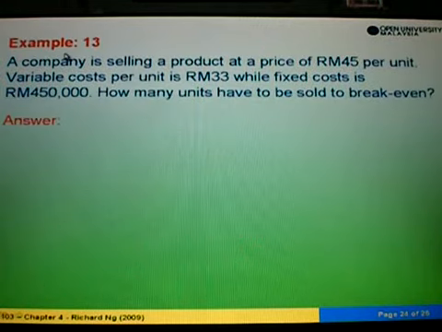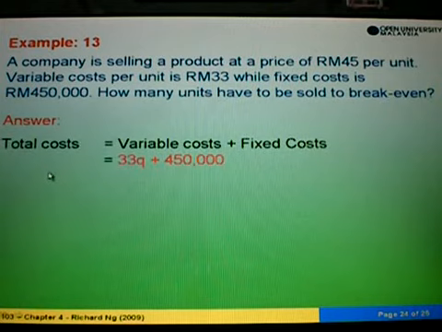Let's look at an example here. Example 13. A company is selling a product at a price of 45 ringgit per unit. The variable cost per unit is 33 ringgit, while fixed cost is 450,000 ringgit. How many units have to be sold in order to break even?